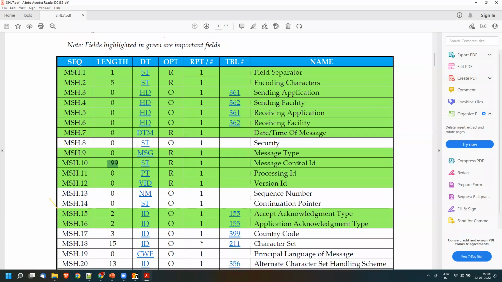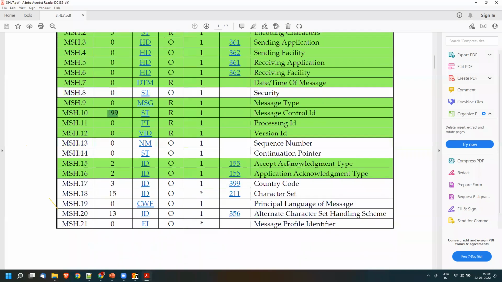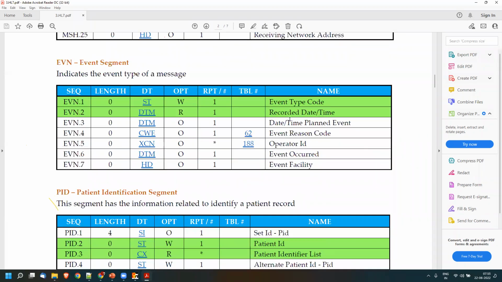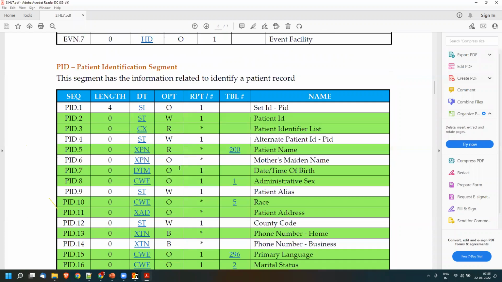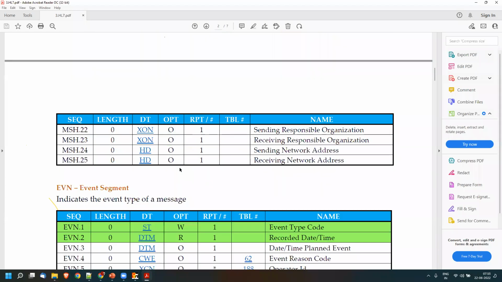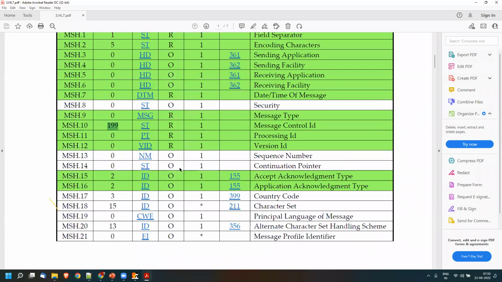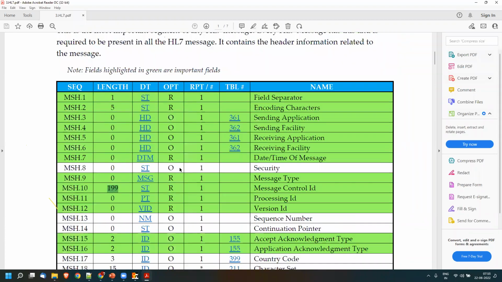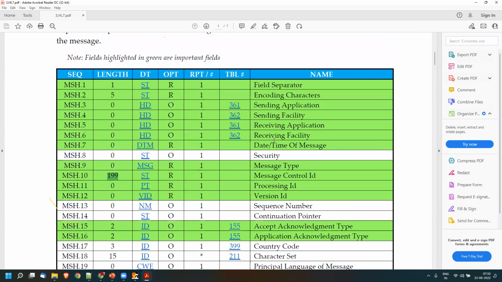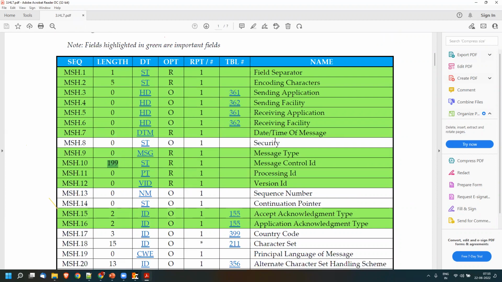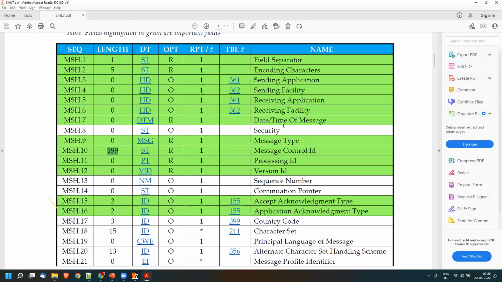I have highlighted this particular aspect in all the segments, not just MSH, but MSH, EVN, PID, whatever segments we are going to look at. Everything has these highlighted fields that you have to be aware of and keep in mind. As part of the segment exploration, we are going to touch base on all of these green highlighted fields. These documents will be uploaded to Drive and shared with you, so don't worry. You will get this material.